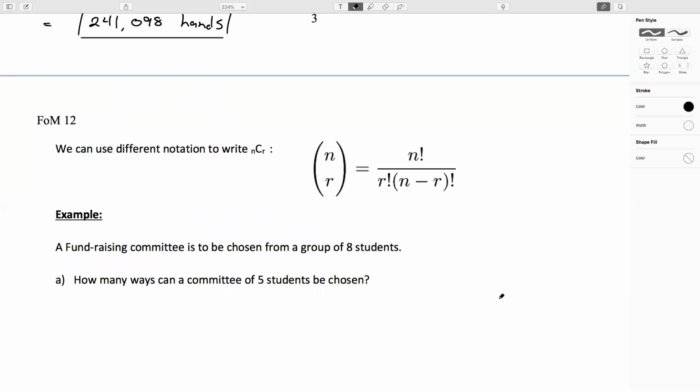We can use different notation to write N choose R. So mathematicians typically like to try to minimize how much they write, and they try to make things as concise as possible. So instead of actually writing out this N choose R formula, and instead of even writing out NCR, you can just write the brackets with N on the top and R on the bottom. It's kind of a lazy way to write it, but it's equivalent to N choose R.